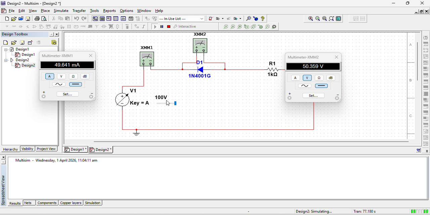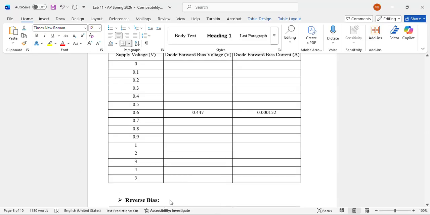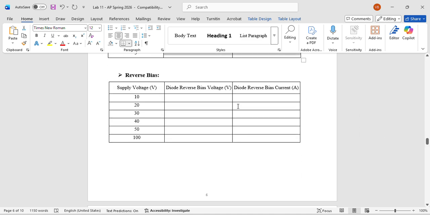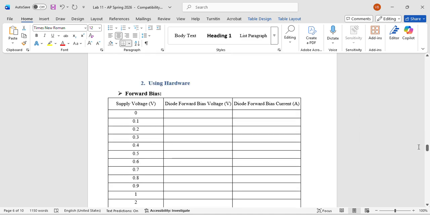Okay, so 100 volt is the supply voltage. The voltage across the diode has been limited to 50 and the current is 49 milliampere, which shows the breakdown condition because the diode is in reverse bias and it should not conduct. So with this, this is completed, although this is the simulation part. This is using Multisim, forward and reverse bias. The same we will do using hardware.